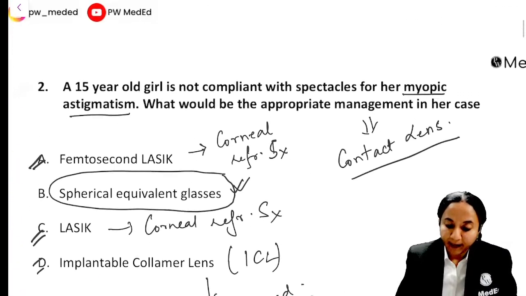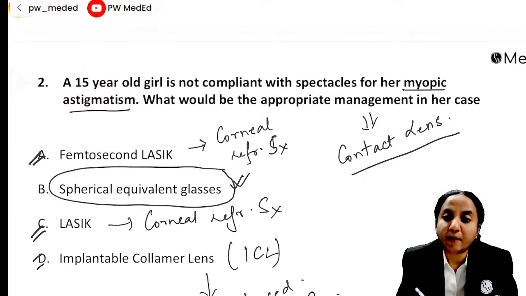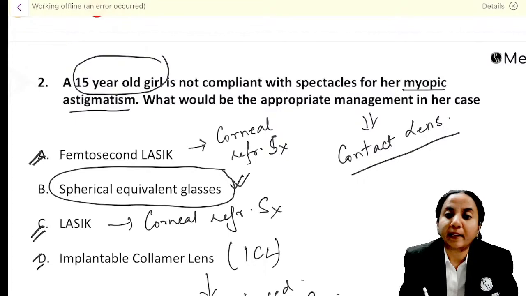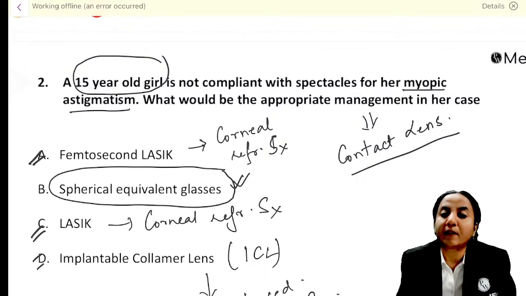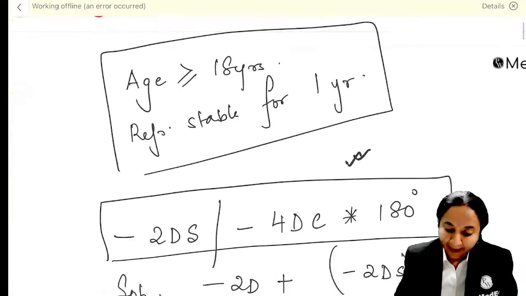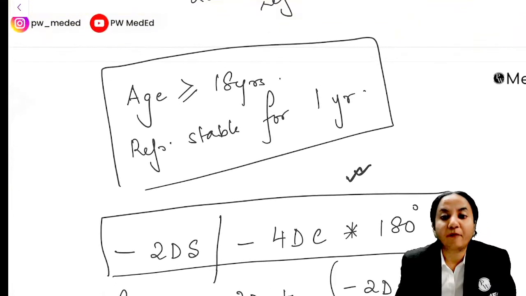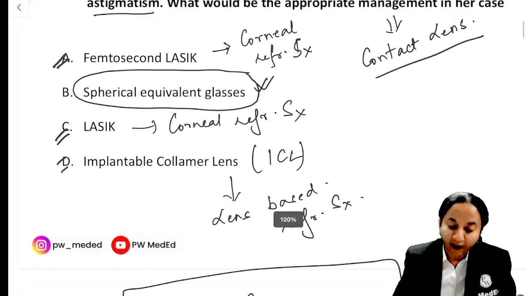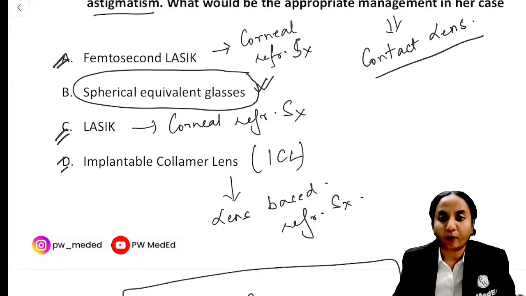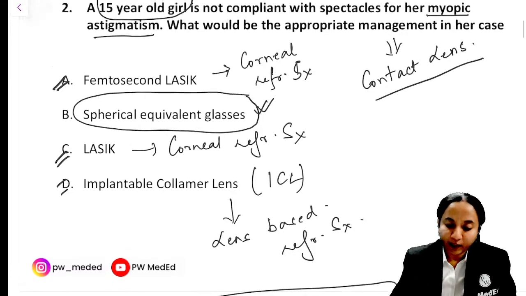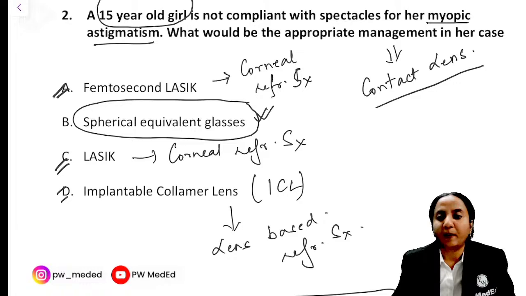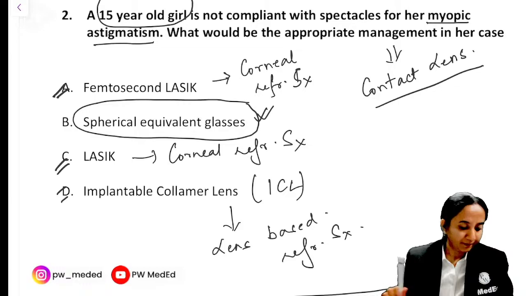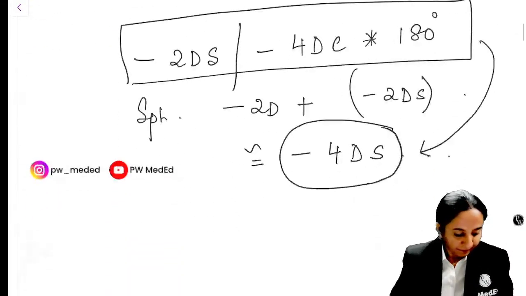So see, this is why none of the other things can be done for this patient, because the child is 15 years old and the eligibility criteria for any refractive surgery, whether it is cornea based or lens based, is that the age should be more than 18 and the refraction should be stable for at least 1 year. Apart from that, for cornea based refractive surgery, the corneal thickness is also important. But that's a different thing. But this child cannot be taken up because it's a child to begin with. It's not an adult. Is this question clear to everyone? Shall we move to the next question?